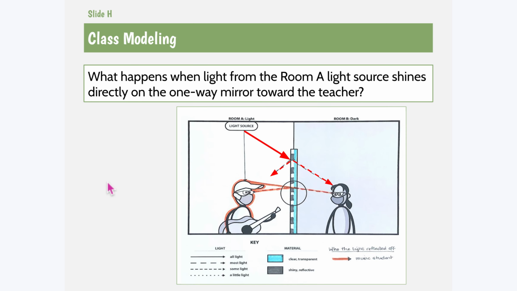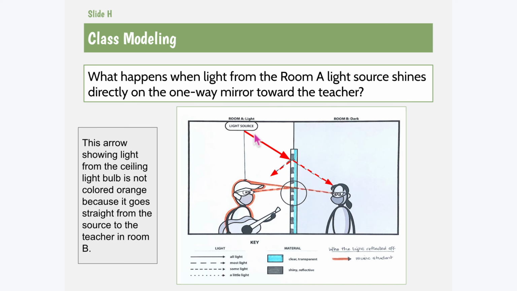So, modeling. What happens when light from the room A light source shines directly on the one-way mirror towards the teacher? So this arrow up here shows light from the ceiling light bulb. We've made it red, and it goes directly over to the one-way mirror. Oh, wait a minute. Of course it does. Some light shines on our student, some of it's going to shine on the one-way mirror. And when it does, some of that will reflect off, and some of it will actually go through. So that's how light gets into the room with the teacher.